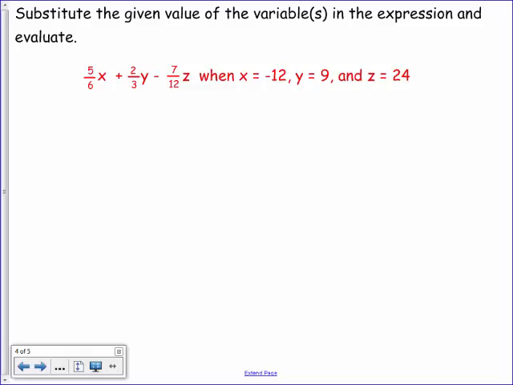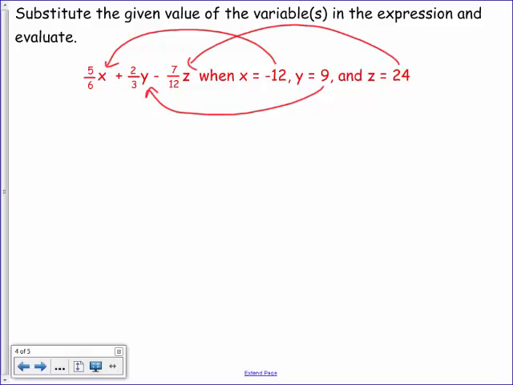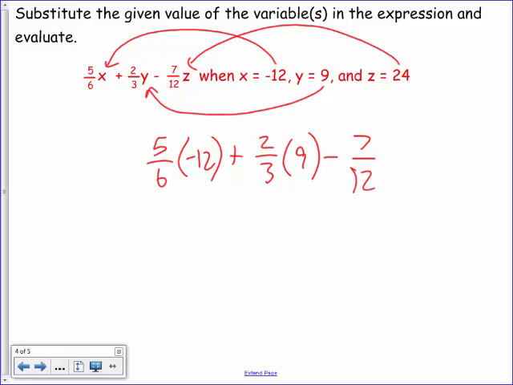Okay, last thing. Oh, sorry, two more things. When you get something like this, when we're substituting in for given values, at this point in time, we want to save our time with things like this because we're going to be solving bigger problems where we don't want to spend the work trying to do this by hand. Some of you might actually be able to do this mentally. For example, I'm plugging in the negative 12 for x, the 9 for y, and then the 24 for z. So I'm just going to write it out here quick. So 5/6, remember I like to put it in parentheses, times negative 12, plus 2/3 times 9 minus 7/12 times 24.